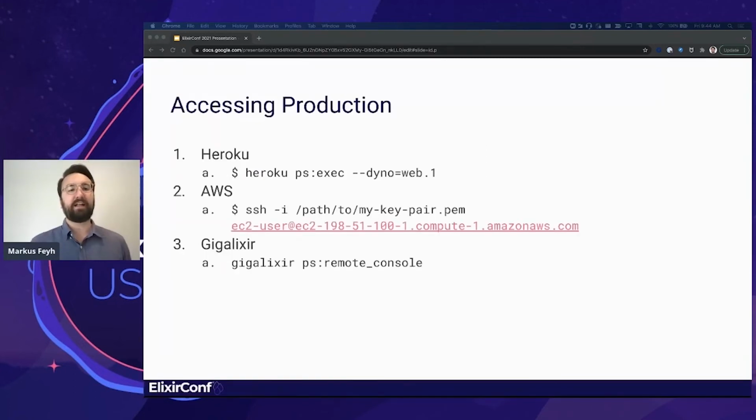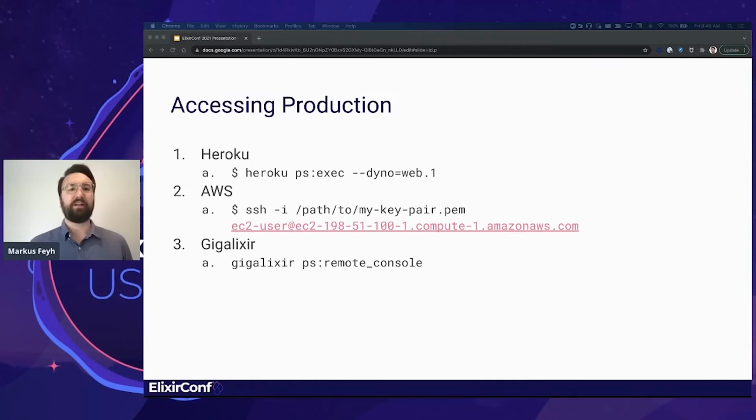So in practice, Heroku, AWS, and Elixir are the ones that I'll cover, but there's probably lots of other ones, and I think they're great to document. But I just want to focus on these in the consciousness of time.